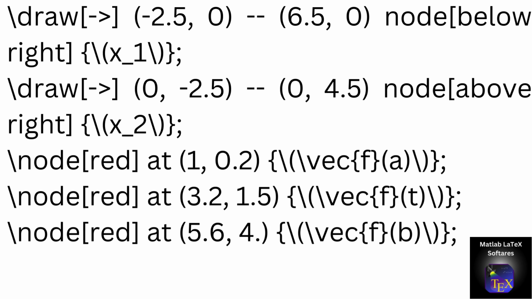Now we label three key vector points. These are red text labels placed at specific coordinates, representing the function values at points A, T, and B.